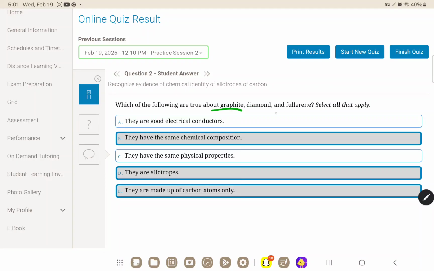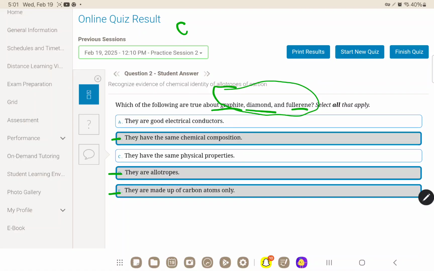Which of the following is true about graphite, diamond, and fullerene? When they say fullerene, they mean Buckminster fullerene. It's in the notes for carbon. So they all have the same chemical composition because they're all made out of one thing, carbon. They're all made of carbon atoms only, and they're allotropes. What are allotropes? They are each of two or more different physical forms in which an element can exist. That is why we say that all these three are allotropes, because they're all made out of carbon, just rearranged in a different way that makes them have a different function.